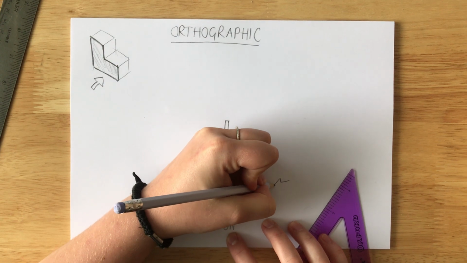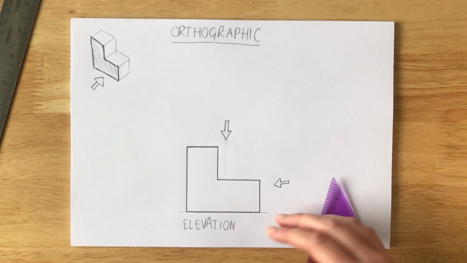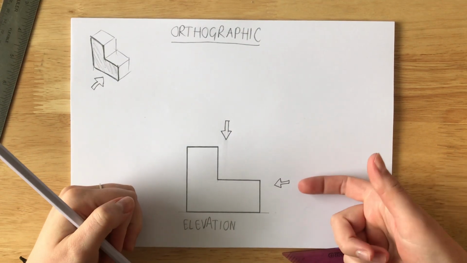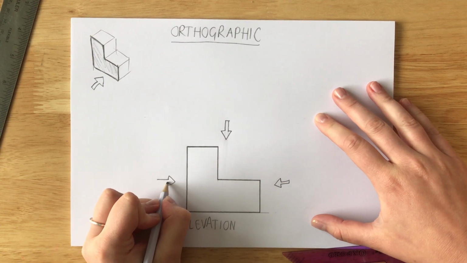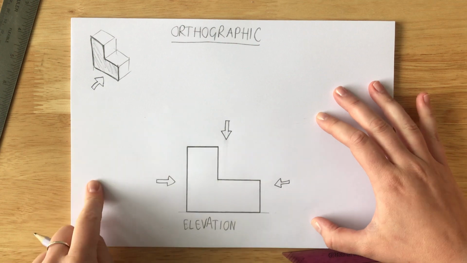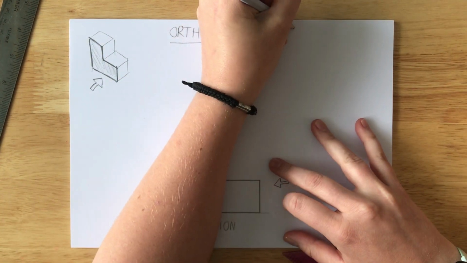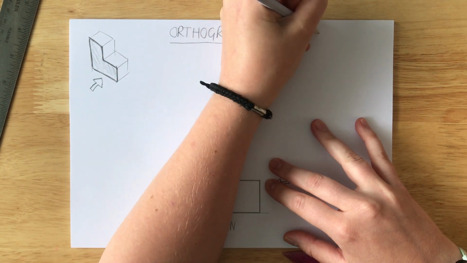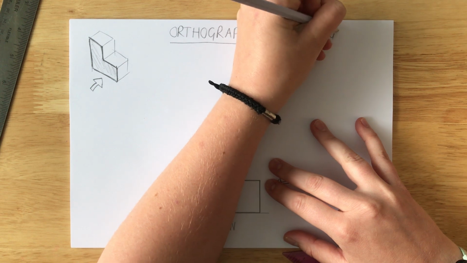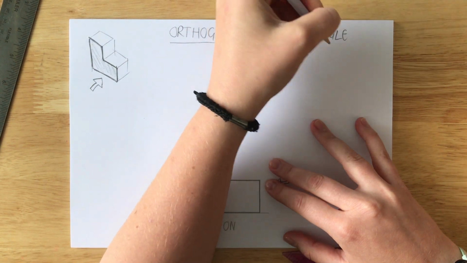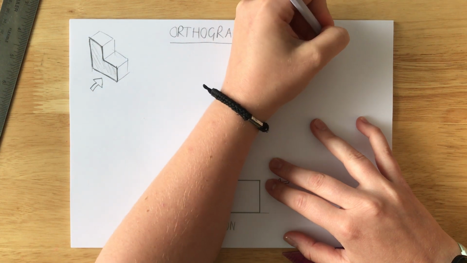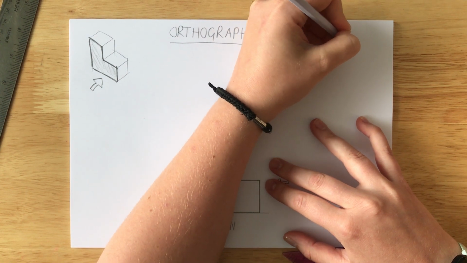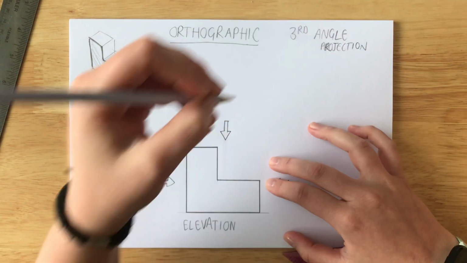And then we've got our side view, which if we were looking from the right, we would draw what we see on the right. If we were looking from the left, we would draw what we see from the left. Okay, now this is called third angle projection when we're drawing it that way. I will put up a wee theory PowerPoint for you where you can find out a wee bit more about this.